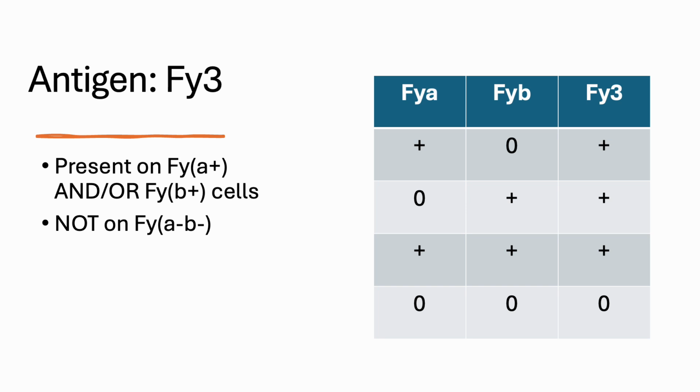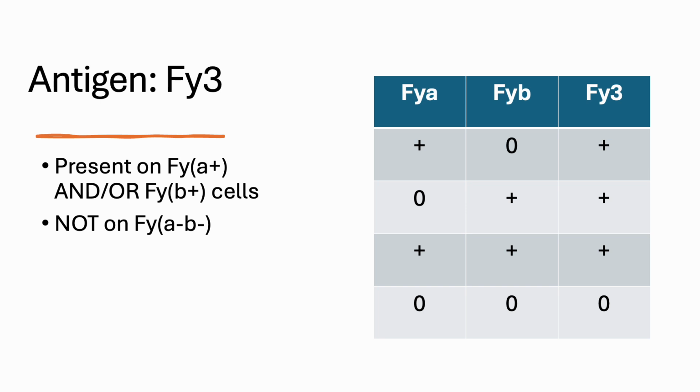So FY3 is a unique antigen in the Duffy blood group system. There are other blood groups that follow a similar pattern with the third antigen of the blood group. I think yesterday you heard about a couple of those, so this should be kind of familiar to you.